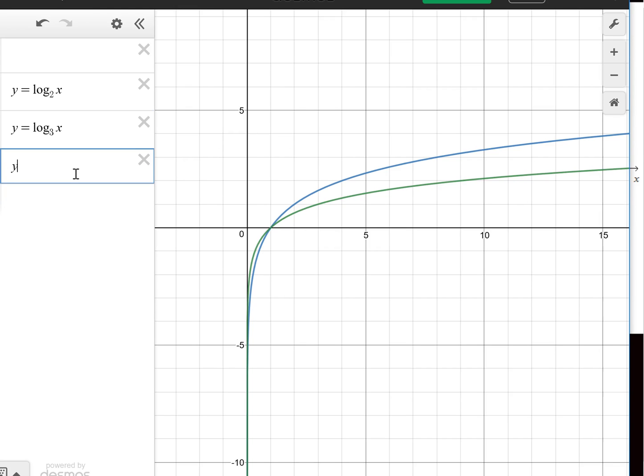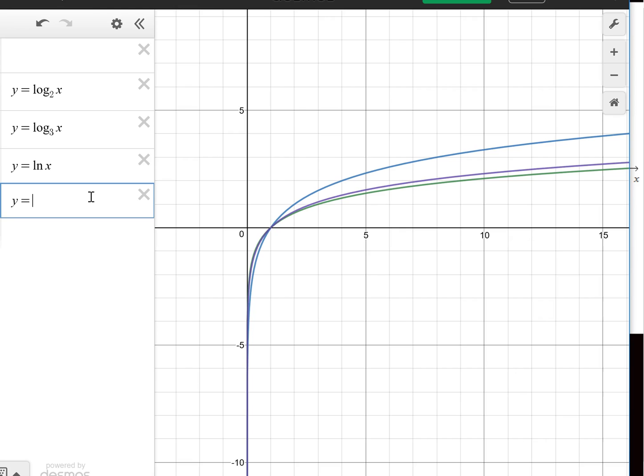And if you notice here, I want to show you, if we take the natural log of x, do you see that purple one? It lies in between the blue and the green, and that would make sense because e is about 2.71828. So e is close to 3, and it makes sense then that the natural logarithm should lie pretty close to log base 3 of x, but not actually equal to it.